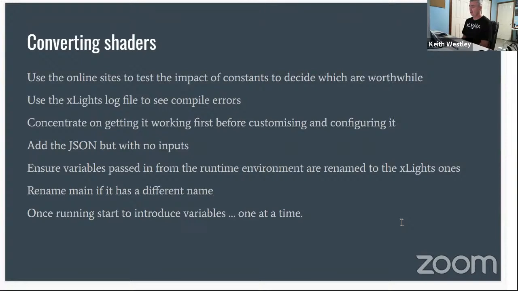Definitely concentrate on getting it to work first before you spend a great deal of time customizing and configuring it. You don't want to invest a huge amount of time in a shader only to find out later that it will never work in xLights, because it depends upon something that xLights doesn't support. And once you've got that working, then you can start exploring adding the JSON and getting the inputs, etc. Making sure that all the variables are renamed, and rename the main function and all of that sort of stuff, and then introduce the variables. And we'll do all of that in a minute.